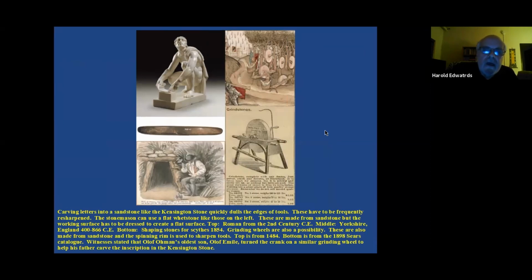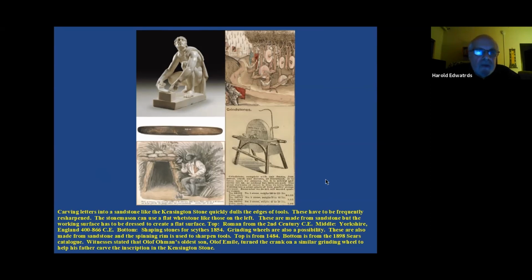These chisels and points that are used to engrave the text would quickly wear down in sandstone and need to be resharpened. So one scheme is to use a flattened piece of sandstone called a whetstone. And this is a sculpture of a Roman using a whetstone. This is a whetstone from York from about 800 AD. And this is a man making whetstones that were used to sharpen scythes and chisels. They were carried in, this is from the 19th century, and they were carried in the farm laborer's belt. To make these whetstones, you have to take a piece of sandstone and dress it into a flat piece of stone. So you can't just grab sandstone at random.